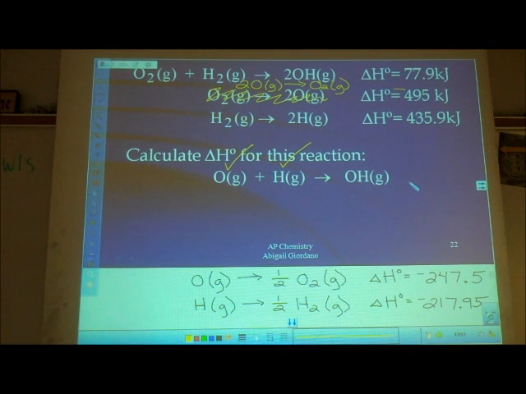Okay. Let's move on to the third piece. OH gas. Is it on the correct side? Yes, so I don't have to flip this one. Is it the correct number? No. So that's the only change that I will need to make here.